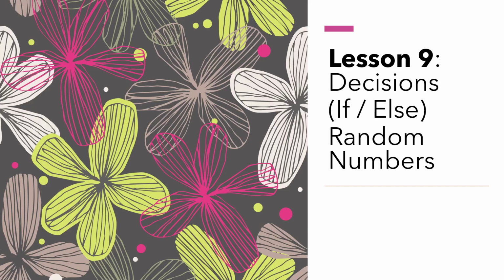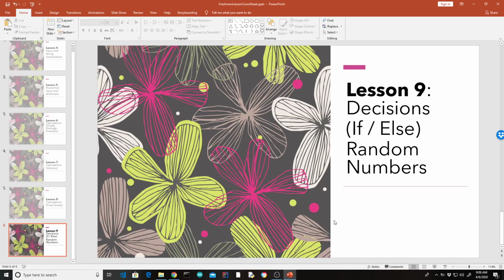Welcome to Lesson 9, Decisions and Random Numbers. So decisions are extremely important to programming. It allows an application to figure things out on its own. You give it intelligence. And then random numbers are just nice to play with because there are a lot of things you can do with random numbers, from video games to simulations. Let's get right to it though.